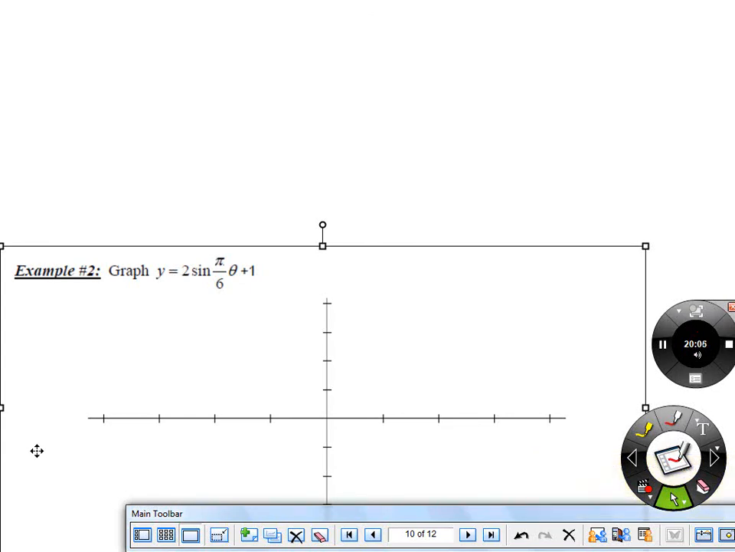All right, so your job. 2 sine pi/6 theta plus 1. Now, theta is like what? X. It's the angle, okay?